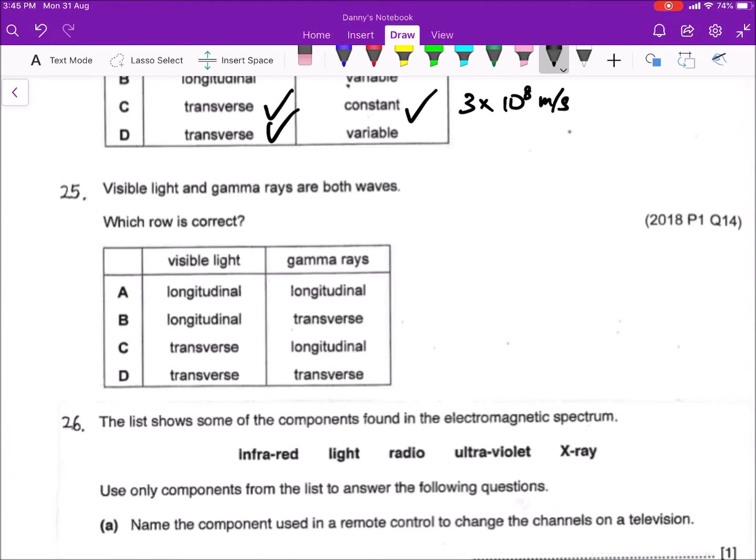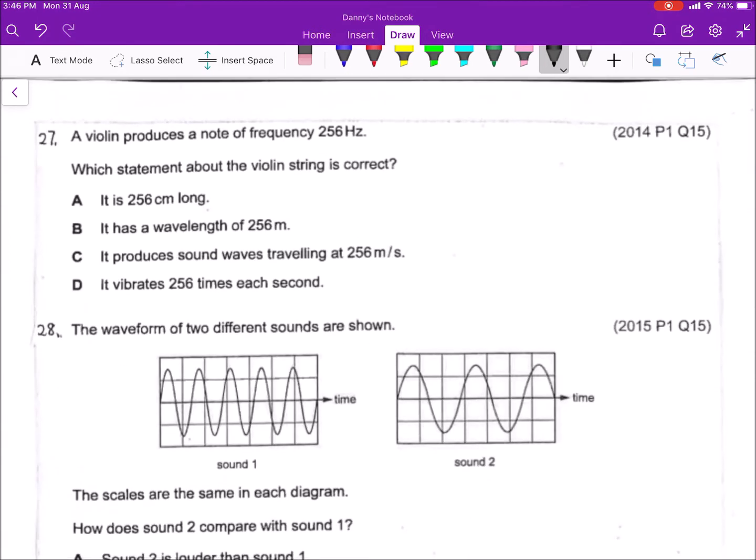Question 25. Visible light and gamma ray, they are both waves. Which row is correct? Well, visible light, of course, is transverse. Gamma ray is also transverse. Like I said many times, your only longitudinal waves are sound wave and slinky when you push it back and forth.